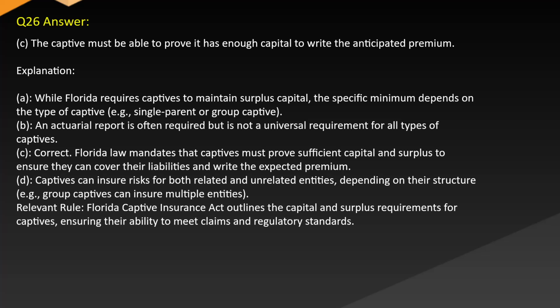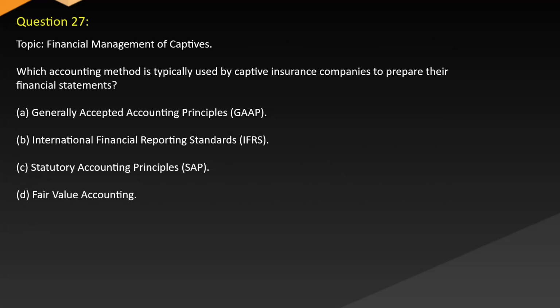Explanation A. Florida requires captives to maintain surplus capital. The specific minimum depends on the type of captive, single parent or group captive. B. An actuarial report is often required but is not a universal requirement for all types of captives. C. Correct. Florida law mandates that captives must prove sufficient capital and surplus to ensure they can cover their liabilities and write the expected premium. D. Captives can insure risks for both related and unrelated entities depending on their structure. Group captives can insure multiple entities. Relevant rule: the Florida Captive Insurance Act outlines the capital and surplus requirements for captives, ensuring their ability to meet claims and regulatory standards. Question 27.